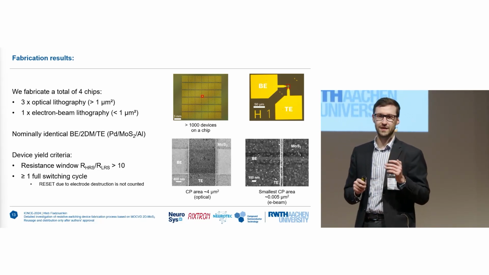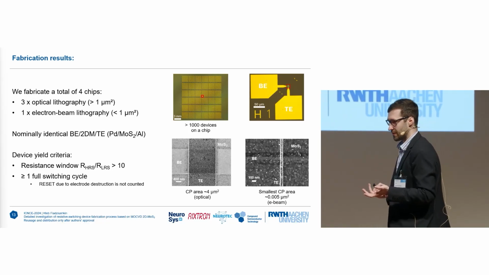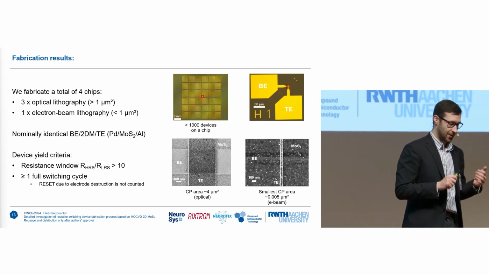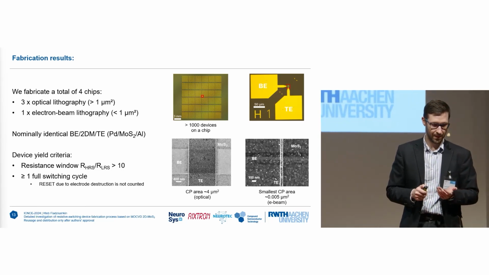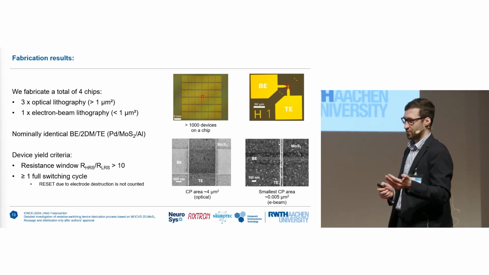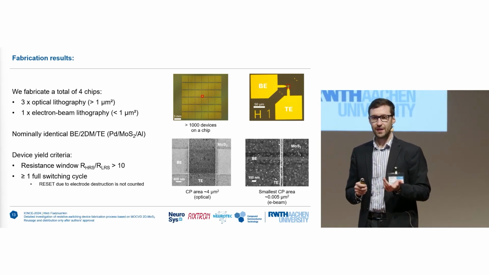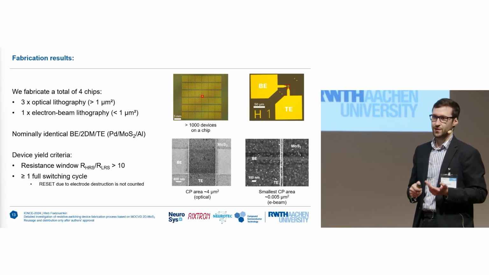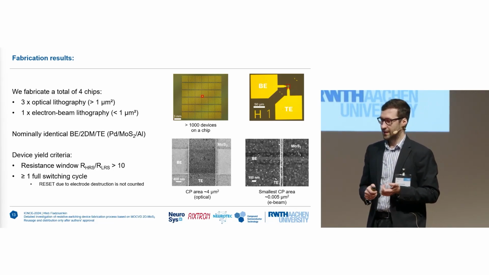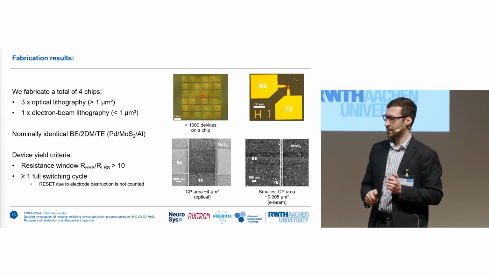So we have fabricated in this work a total of 4 chips, 3 with optical lithography featuring rather large structures, 1 with electron beam lithography. All of the samples have had nominally identical stacks for the bottom electrodes, for the 2D material, and for the top electrodes. And as a yield criteria, we have required from our devices to show at least one full switch and cycle with a difference in resistance of at least 1 order of magnitude.